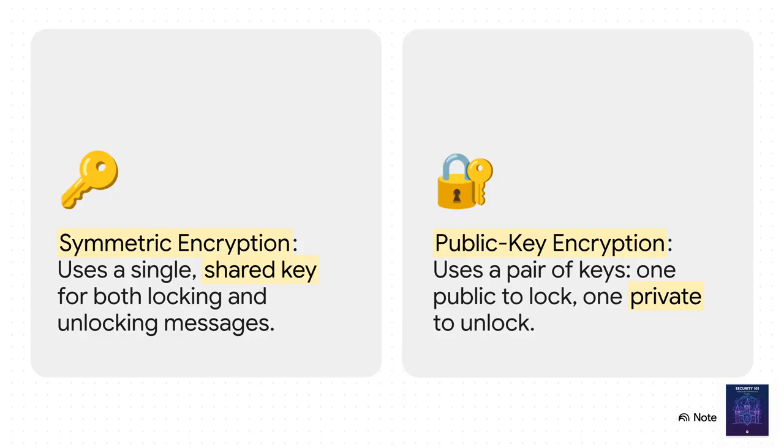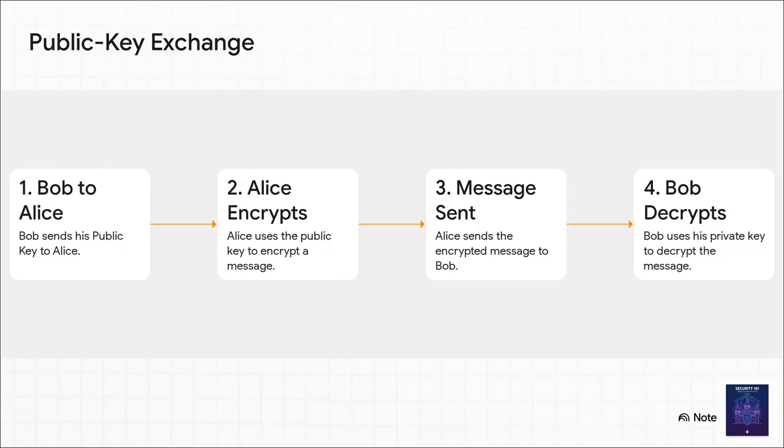It's simple, for sure, but you have to figure out a safe way to share that key. But then you have something really clever, public key encryption. This uses two different keys, a public one that anyone can use to lock something, and a private one that only you have to unlock it. Let me walk you through how this two-key system works its magic.